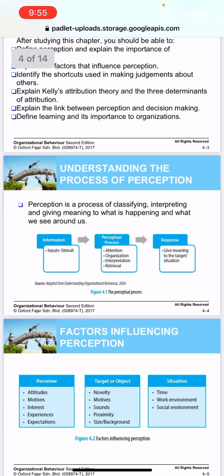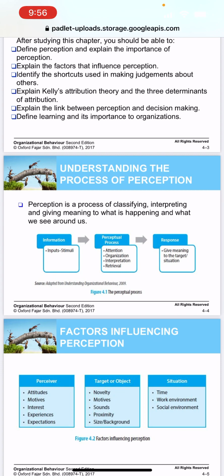Now, how to understand the process of perception, how we are making the perception in the first place. So let's take a look at the definition of perception. Perception is a process which involves classifying, interpreting and giving meaning to what is happening around us as well as what we see. If you can see Figure 4.1, the perceptual process.